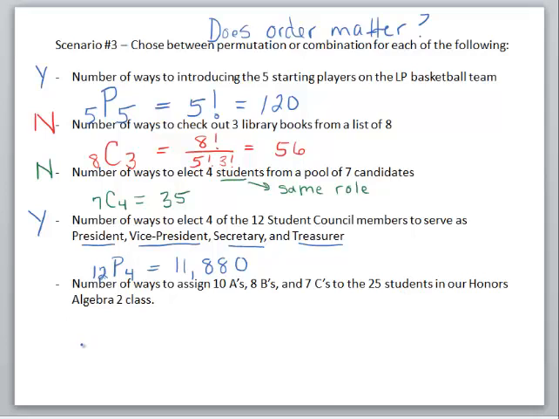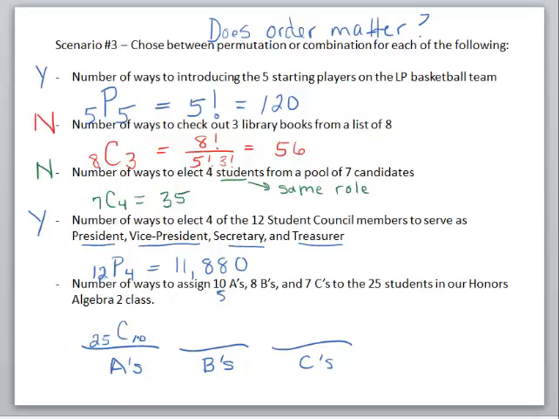Well, let's actually use our counting principle here, right? And let's say this is the group of students that I'm going to assign to A's. These are the students that are going to get B's, and these are the students that are going to get C's. Let's start with the first one. I need to give 10 A's out to students. To give 10 A's out to students, I have 25 students, and I'm just going to choose 10 of them to get A's.